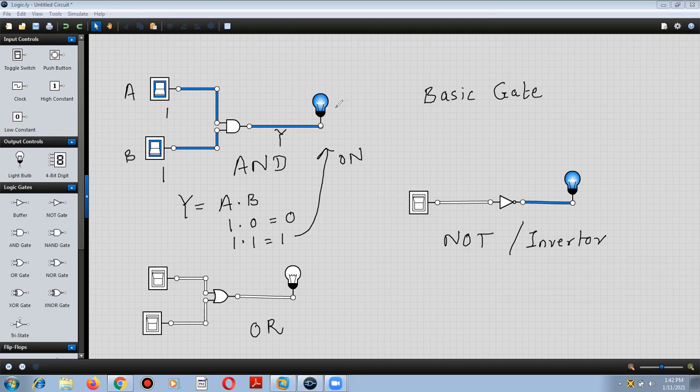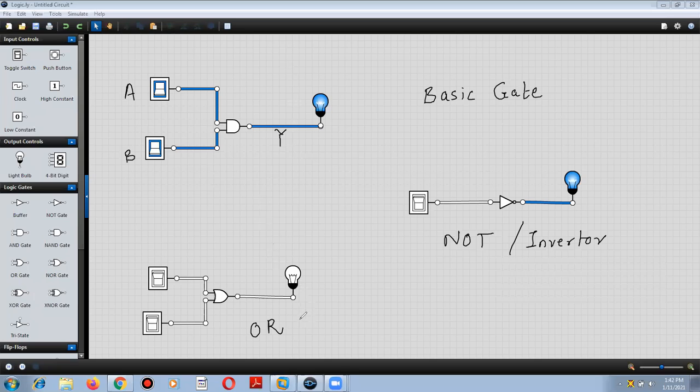So here on we are considering as logic 1 and off we are considering as logic 0. So this is the basic operation of AND gate. I hope the AND gate concept is clear. Now let us see the next gate, that is OR gate.